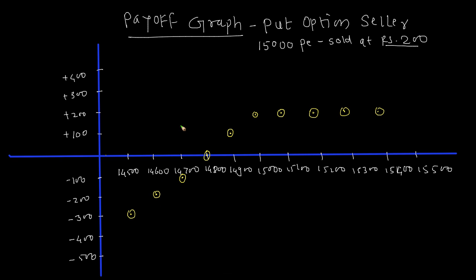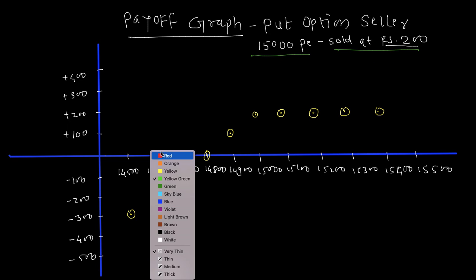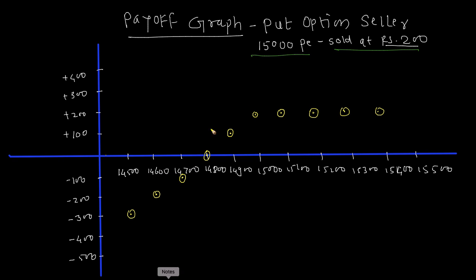On the contrary, if we plot the graph for Mr. Tom, the graph will look like this, right? So again, the 15,000 P is being sold by Mr. Tom, right? So 15,000 P is sold by Mr. Tom for rupees 200, right? Now he has sold P, right?